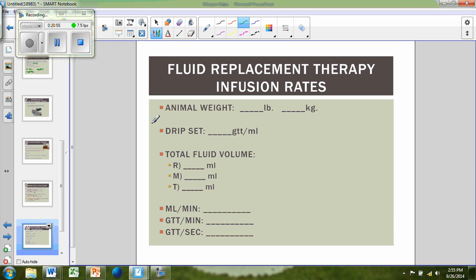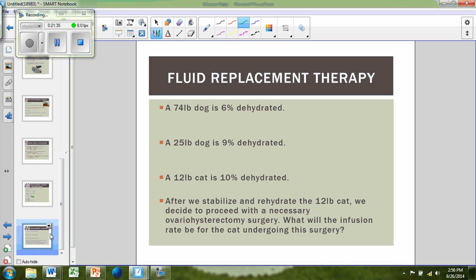This is kind of like a sheet that I used to make for myself to make sure I got all of the information for fluid replacement therapy infusion rates. What I would do is take the animal's weight in pounds and determine it in kilograms, make sure I had chosen the correct drip set, and then write down the volume in mLs for replaced, maintenance, and then total. And this total again was mLs per day. Then from there I need to find mLs per minute, then drops per minute, and then drops per second. So let's give this a try.